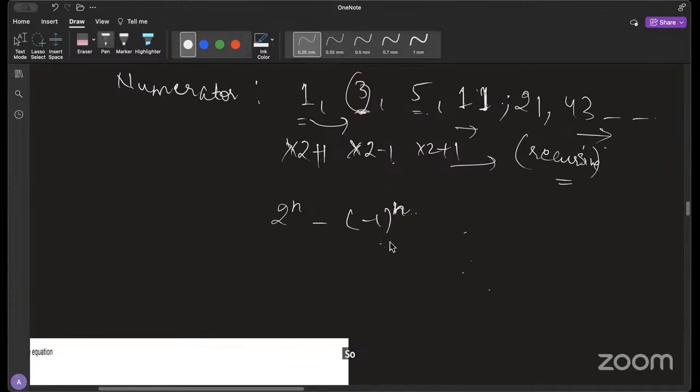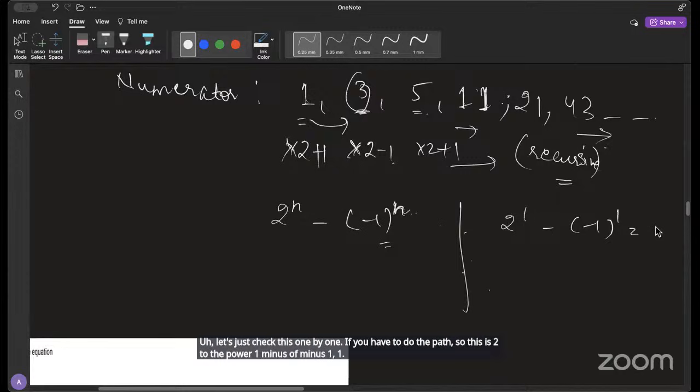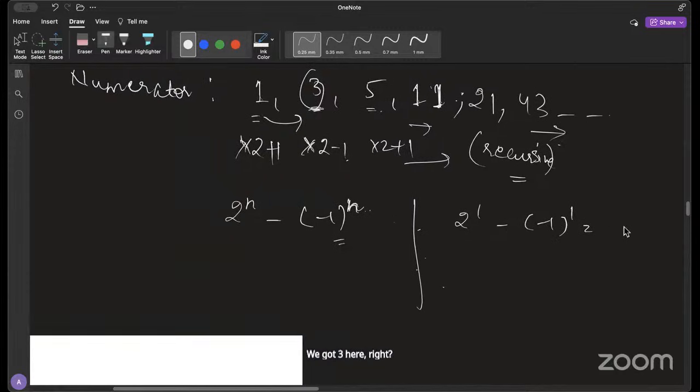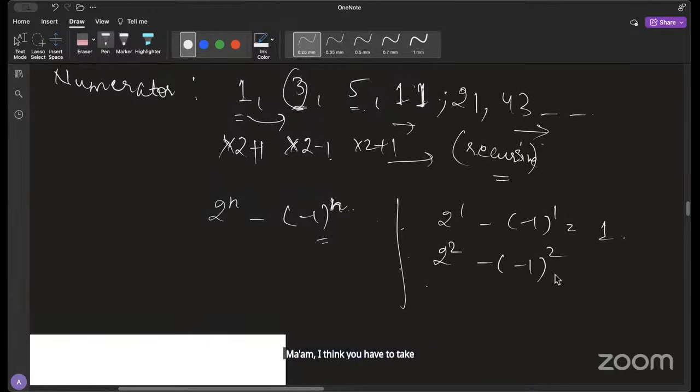So let's just check this one by one. If you have 2 to the power 1 minus of minus 1, we got 3 here, or what did we get? We'll get 1. And if you do 2 square minus of minus 1 square, Ma'am, I think you have to take plus in the middle. Then you'll get it correct. The bracket is minus 1, so when it comes out, the minus will become plus. Okay, so this is 3 then. The middle should be plus. Then you'll get it correct.